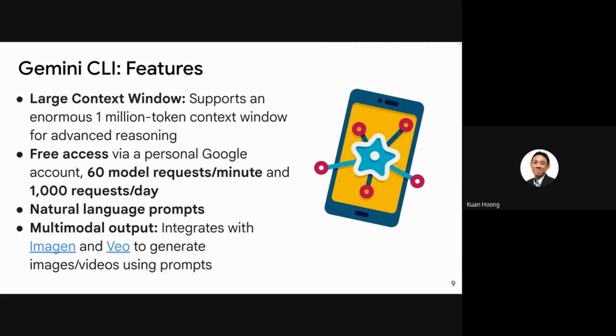The second thing is it's free. That means if you have used other agentic coding tools out there, for example, Claude Code or GitHub Copilot, they are not free. For Google, this Gemini CLI is free. You get free access just by signing in to your Google account, where you get up to 60 model requests per minute and about 1,000 requests per day. It supports natural language. It also supports multi-modal output.